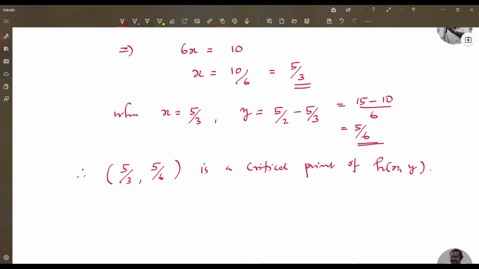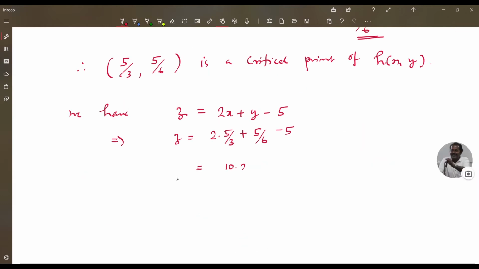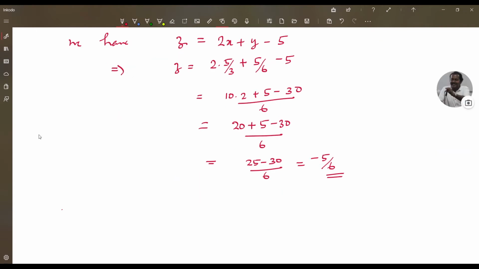Now we have to find z. So we have z equal to 2x plus y minus 5. So this implies z is equal to 2 into x is 5 by 3 plus y is 5 by 6 minus 5. So this is equal to 10 into 2 plus 5 minus 30 divided by 6. So this is equal to 20 plus 5 minus 30 divided by 6. So this is equal to 25 minus 30 divided by 6. So this is minus 5 by 6. Therefore, the point P (x, y, z) is x is 5 by 3, y is 5 by 6, and z is minus 5 by 6.